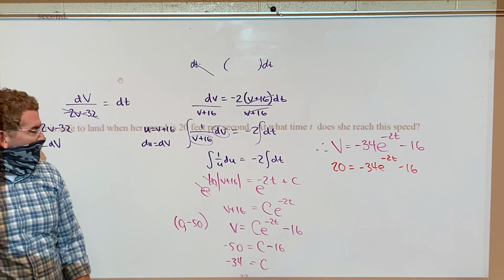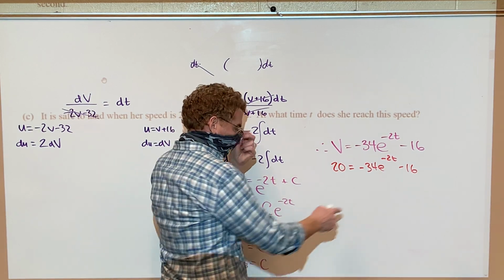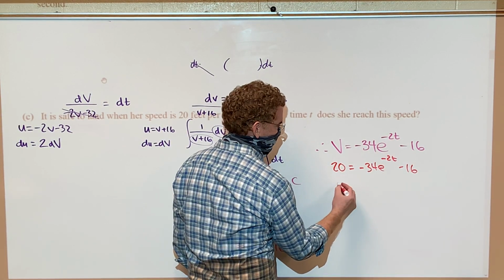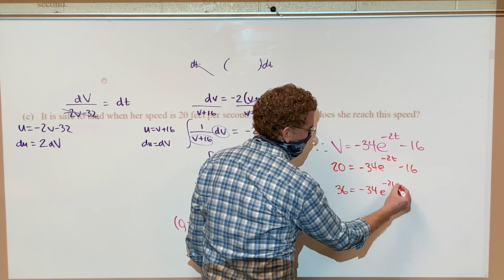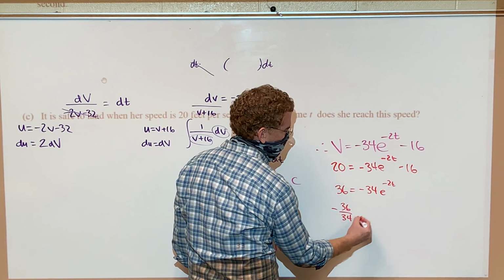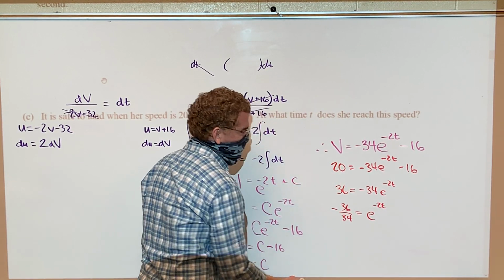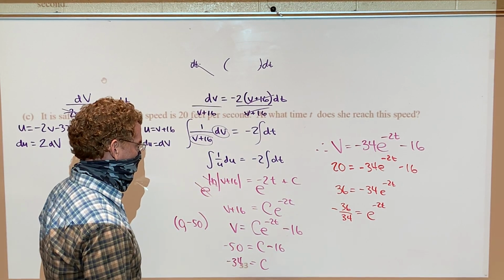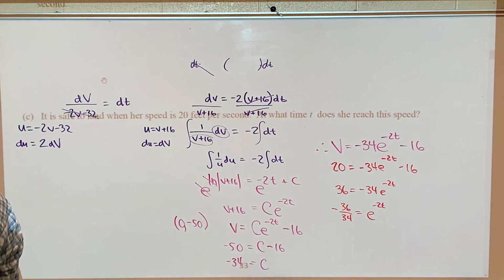So if it were me, assuming you did not have a calculator, this is what you would do. You would add 16, which would give you this. You divide by negative 34. You'd natural log both sides, which at that point, this thing falls apart, doesn't it? Hold on, let me make sure I didn't do this thing.